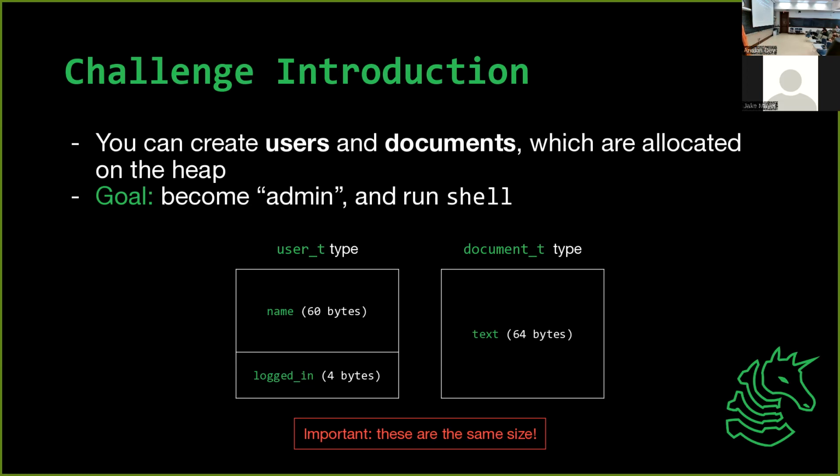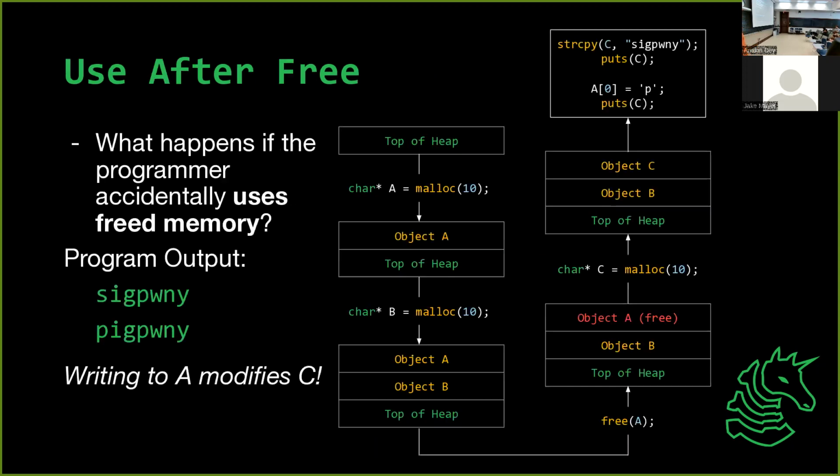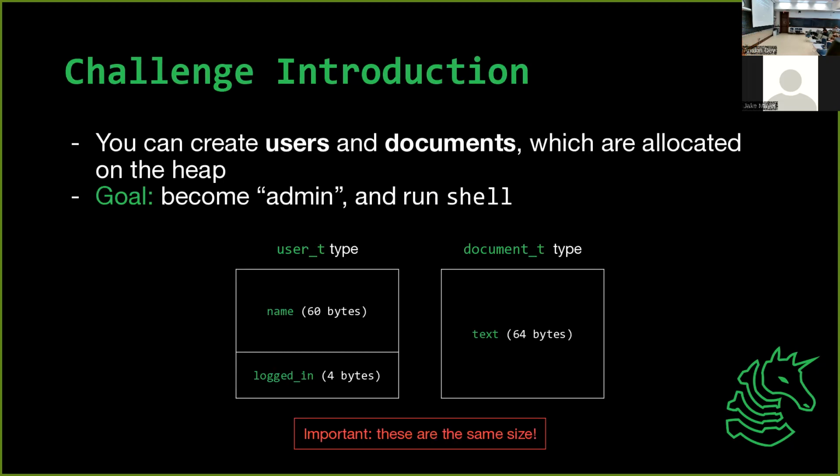There are 2 types of things that are going to be dynamically allocated, user and document. User has a 60-byte name and a 4-byte integer that represents whether it's logged in, because in C, Booleans are just integers, so that's going to be 1 or 0. The document type has a 64-byte text. Something to notice is that user is 60 plus 4 bytes, 64 bytes, and document is 64 bytes. So when you dynamically allocate these things, like how we're doing the malloc 10, it'll be able to reuse freed chunks. Freed users will become documents, and freed documents will later be used as users. That's an important observation.